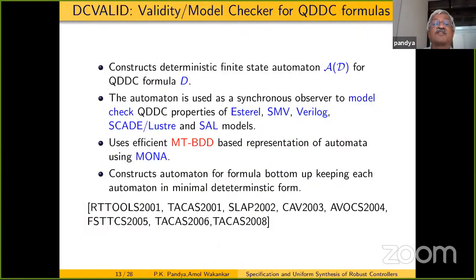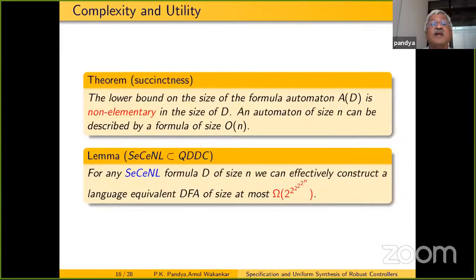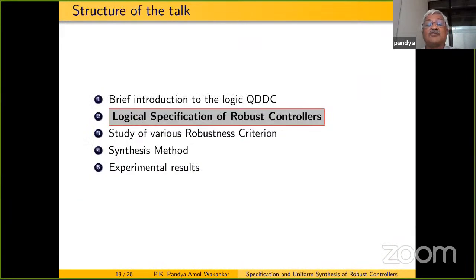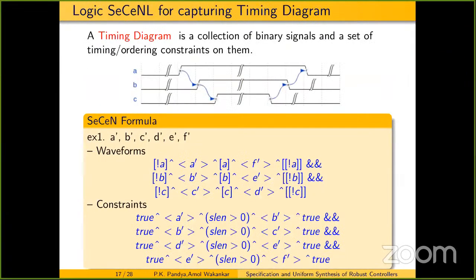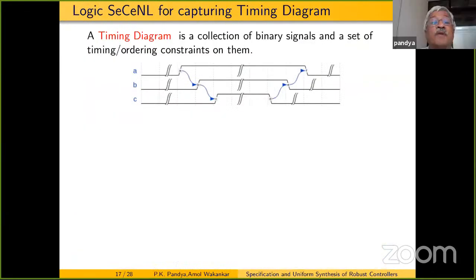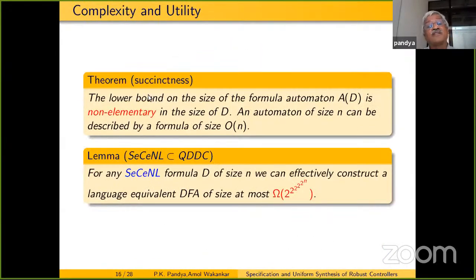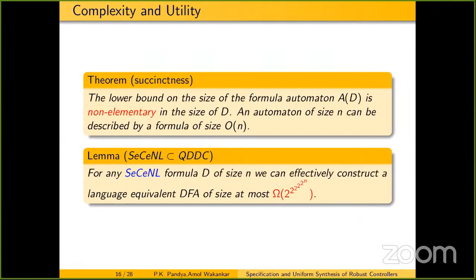So one of the problems is the succinctness. I didn't want to go into this. I have many slides on properties of this logic, but to cut a long story short, let me go into complexity. For a formula of size D, we can show that the lower bound on the size of the smallest equivalent automaton will be non-elementary in its size. So you can describe things extremely economically for some formulae.